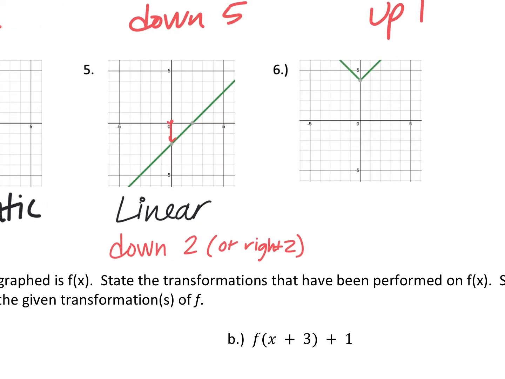And then number 6, that's a V shape, so that's your absolute value, which is what's new for you. And again, it would start at 0, 0, but then it moves up, I think 4.